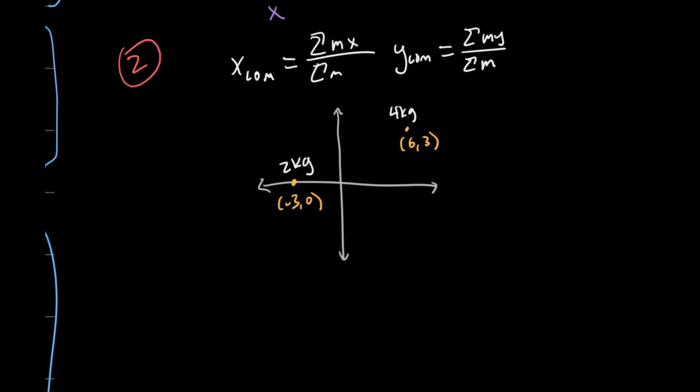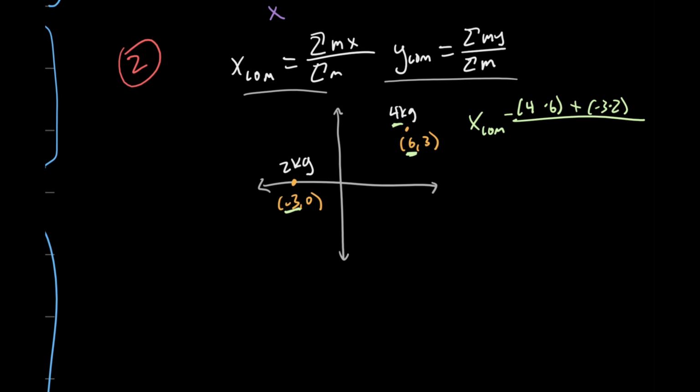Let's see if we can find, using these equations, the center of mass of this system. Okay, so firstly, let's find the x-com. If we want x-com, we're going to get 4 times 6, right? Because of this guy right here, 6 times 4, plus we have -3 and 2, so -3 times 2 over here, over the sum of our masses, which is obviously 4 plus 2, and that is going to give us 3.